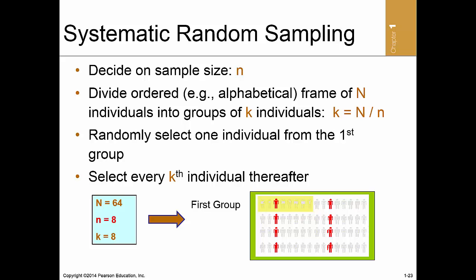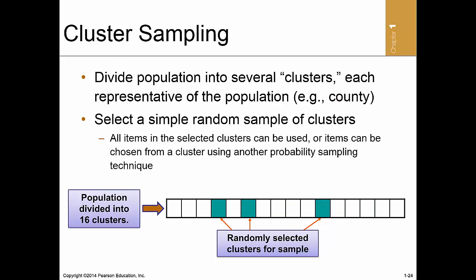Cluster sampling is a method by which the population is divided into groups, or clusters, that are each intended to be mini populations. A simple random sample of m clusters is selected. The items chosen from a cluster can be selected using any probability sampling technique.